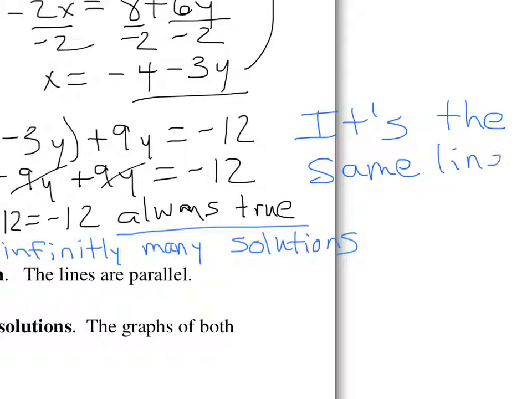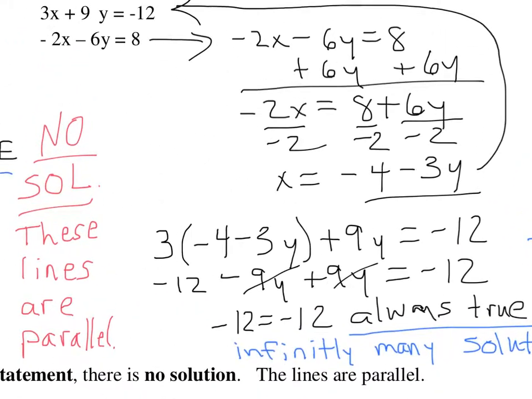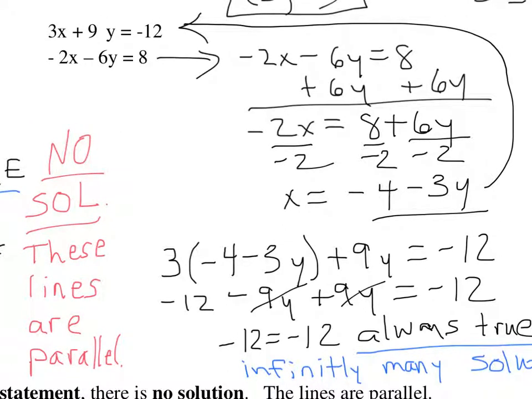We didn't really recognize that. Let's go back and look at those equations that we were given. We have originally 3x plus 9y equals negative 12, and negative 2x minus 6y equals 8. Those are the same lines. They represent the same equations.